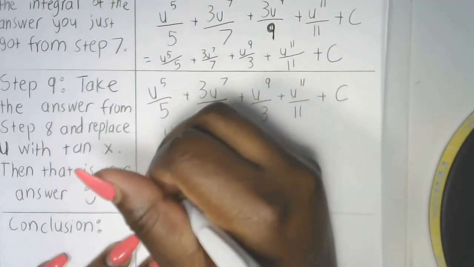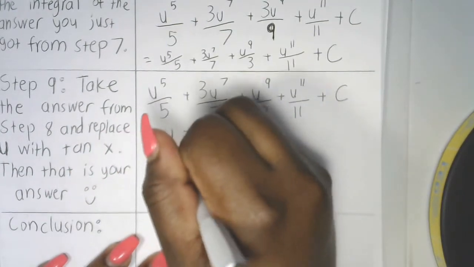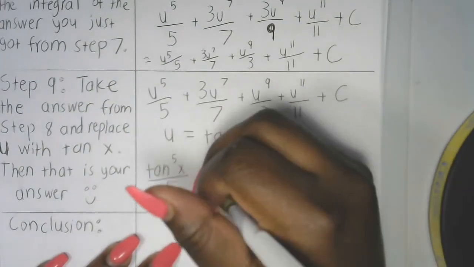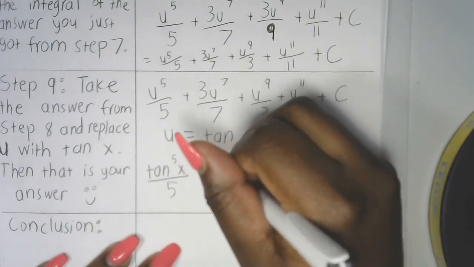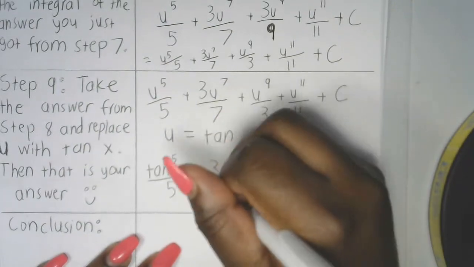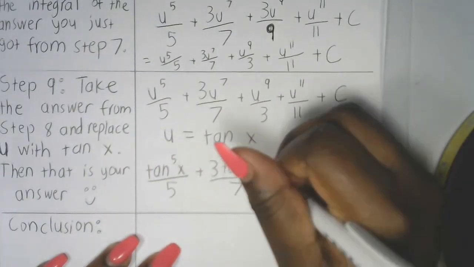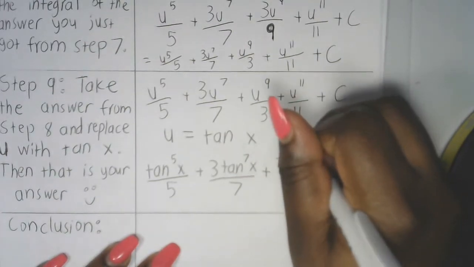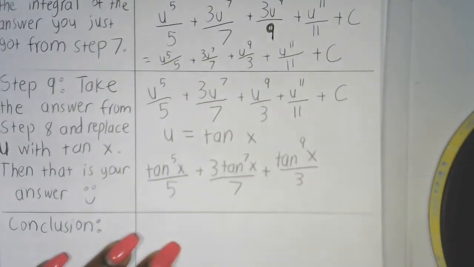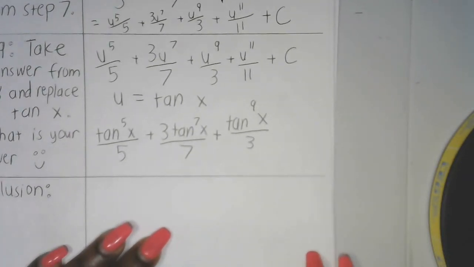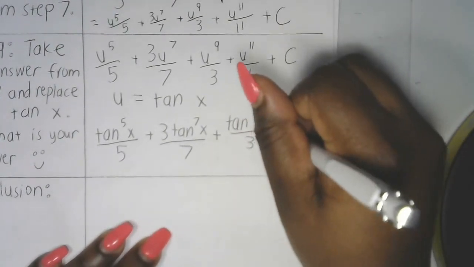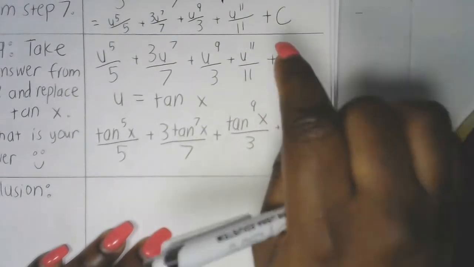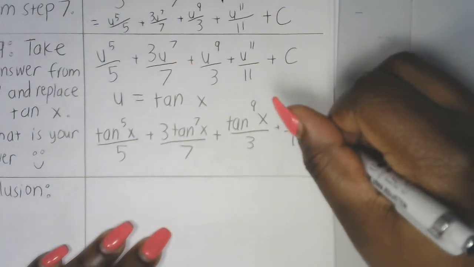So u to the 5th over 5 becomes tan x to the 5th over 5. 3u to the 7th over 7 becomes 3 tan x to the 7th over 7. u to the 9th over 3 becomes tan x to the 9th over 3. And then u to the 11th over 11 becomes tan x to the 11th over 11. And then plus c at the end.